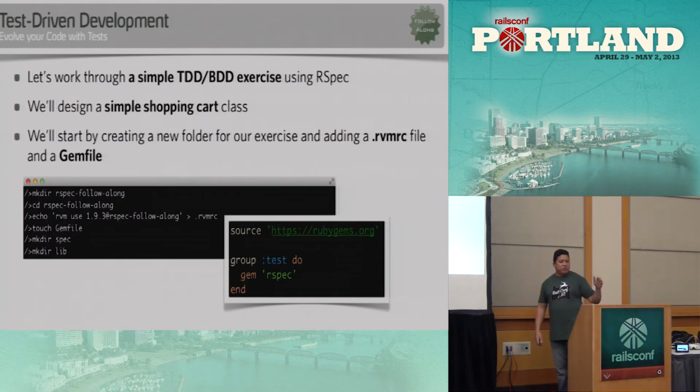All right, so for this follow along, what I want you to do first is to create a directory. You can call it whatever you want. I called mine RSpec follow along. And then I'm going to cd to that directory and create an RVM rc file. If you're using any other Ruby version manager or gemset manager, do the equivalent with that one.